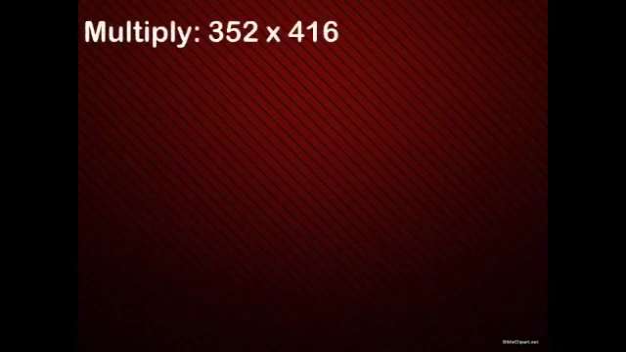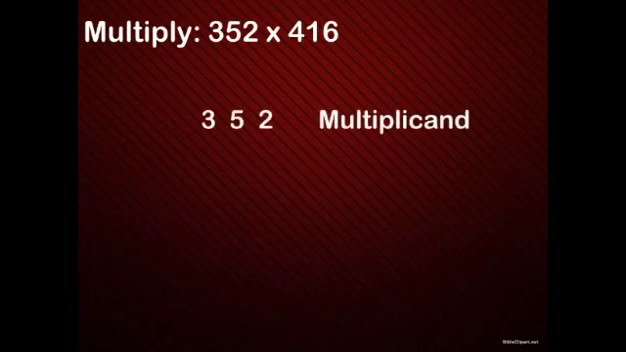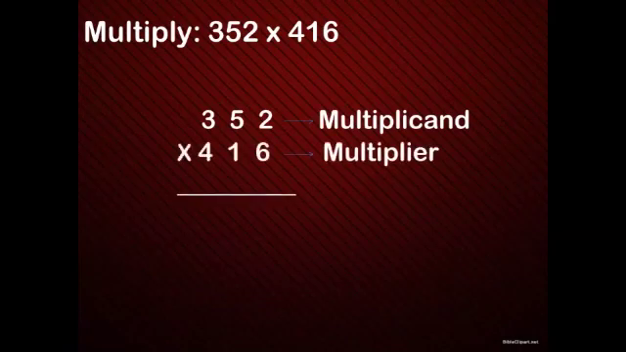See an example for multiplying by a 3-digit number. Take the sum 352 multiplied by 416. Here the multiplicand is 352 and the multiplier is 416. We will start multiplying. 6 2s are 12, carry over 1. 6 5s are 30 plus 1, 31, carry over 3. 6 3s are 18 plus 3, 21. Okay, now we will multiply the number which is in the tens place. First we'll put the 0 in the ones place and then start multiplying.